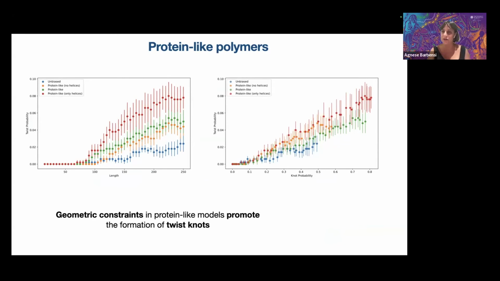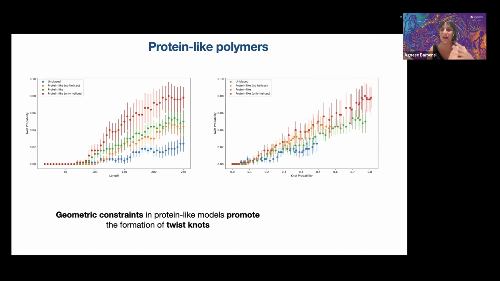And it is quite substantial. Again, the preferred behavior promoted by our functional is this behavior of creating increasingly complex alternating torus knots. But if you constrain the geometry in a protein-like way, then configurations that allow for the formation of twist knots become more likely, and you start to actually see them.